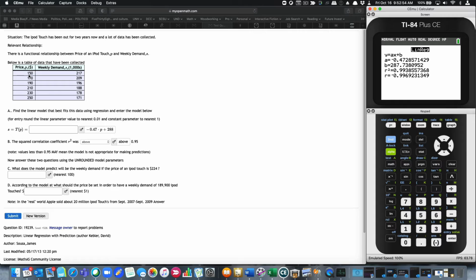If they're selling iPod Touches for $150 and only have a weekly demand of 217, that's 217 times 52, that's selling 1,000 a year. They do not sell 1,000 a year. They sell hundreds of thousands a year. Not anymore. This is an old question because people are using their phones, not iPod Touches, for the most part.